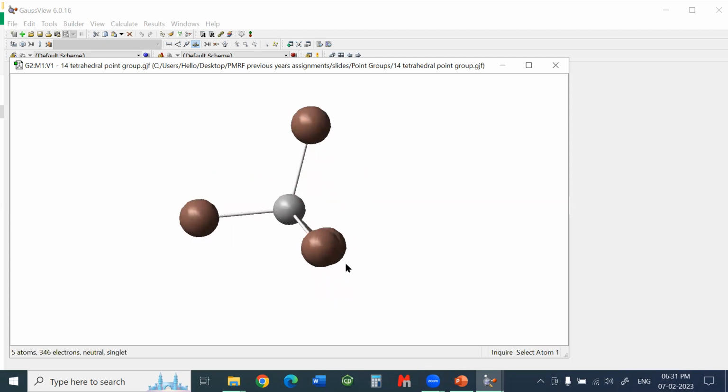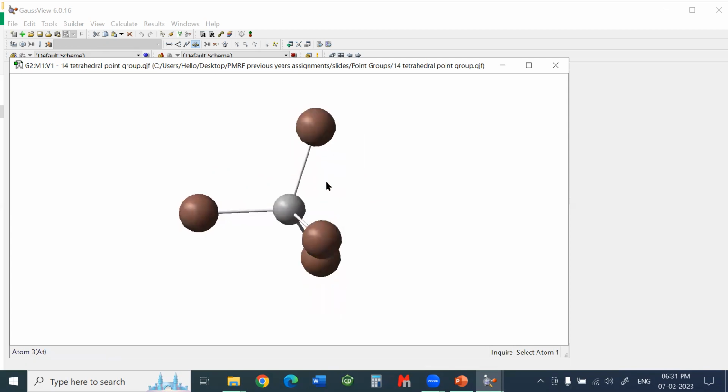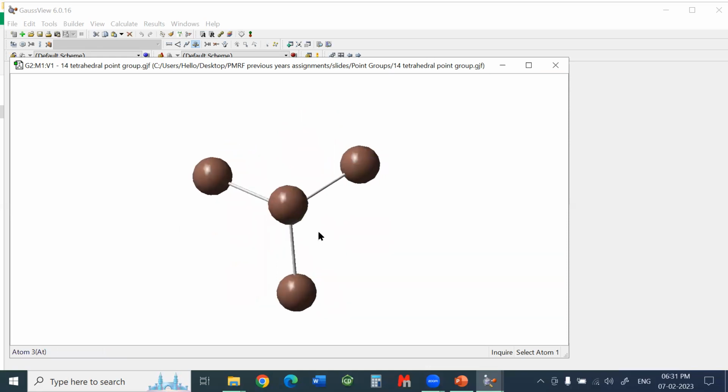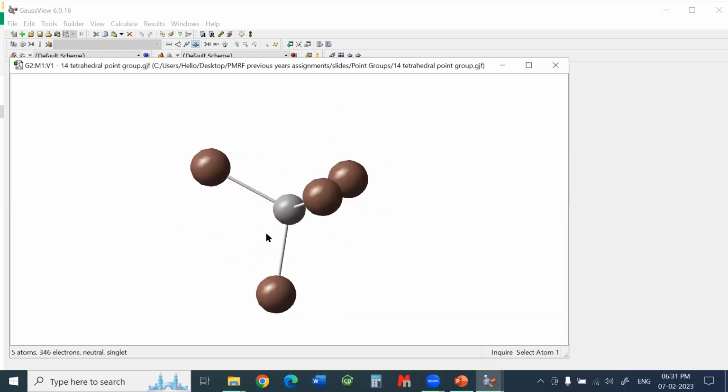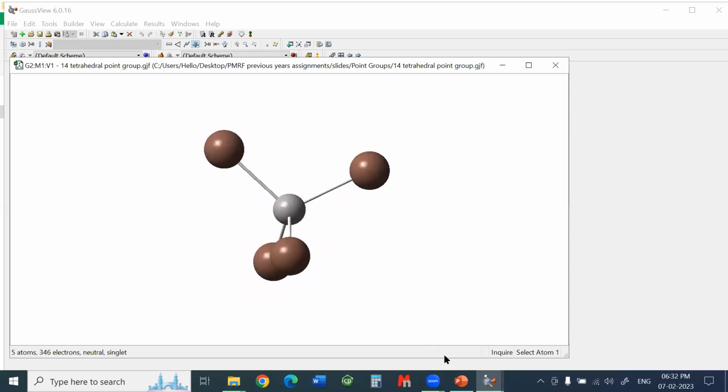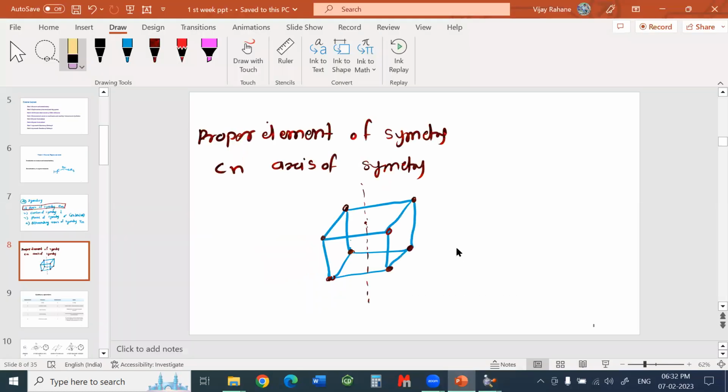In the second operation we can do another 120 degree rotation, and the molecule looks unchanged. In the third operation we again rotate by 120 degrees, and the molecule looks unchanged. So this is the axis of symmetry. In short, the molecule or structure should look unchanged after performing this operation. The operation we are performing on this molecule is the axis of rotation, which is denoted by Cn.